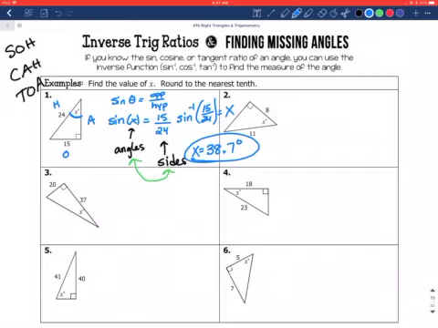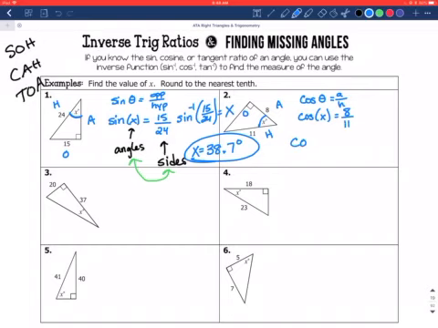For number 2, all right, same thing. Reference angle. Here's our hypotenuse, adjacent, and opposite. So the two things they gave us here are A and H. So that is going to be cosine. Cosine of theta equals adjacent over hypotenuse. So we'll have cosine of x degrees, and that will equal adjacent 8 over hypotenuse 11.